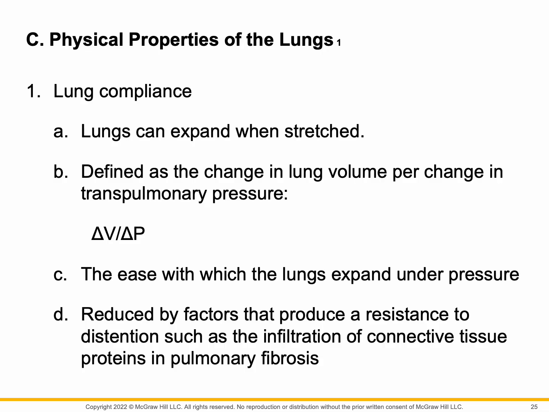So lung compliance refers to the lung's ability to stretch and expand in response to pressure changes. It's a crucial property in respiratory physiology, representing how easily the lungs can inflate with each breath. So lung compliance is defined as the change in lung volume for a given change in transmural or transpulmonary pressure. This means a lung with high compliance requires less pressure to achieve the same increase in volume as a lung with low compliance. So it's delta V over delta P.